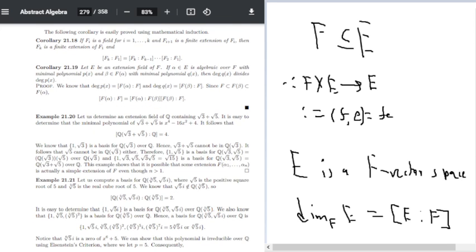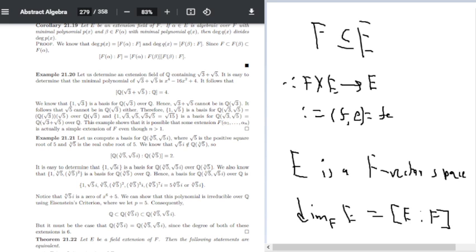Example 21.20. Let us determine an extension field of Q containing the square root of 3 plus the square root of 5. It is easy to determine that the minimal polynomial of the square root of 3 plus the square root of 5 is x to the 4th minus 16x squared plus 4. It follows that the index of Q(sqrt3 + sqrt5) over Q is equal to 4.